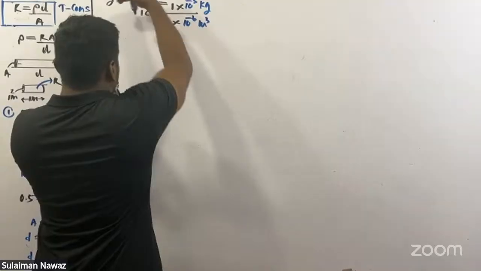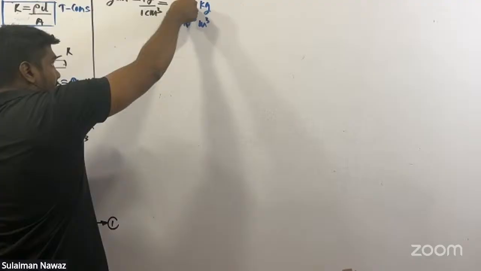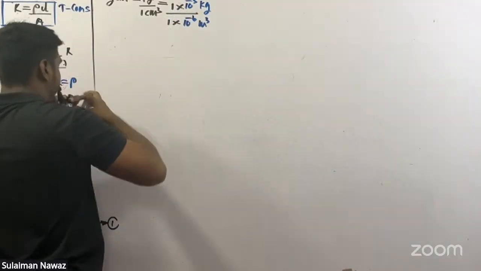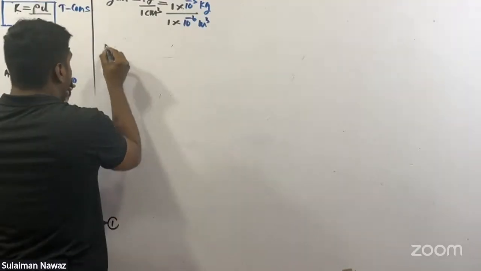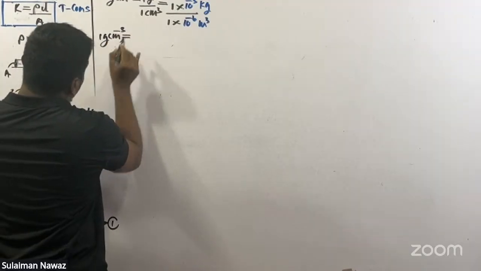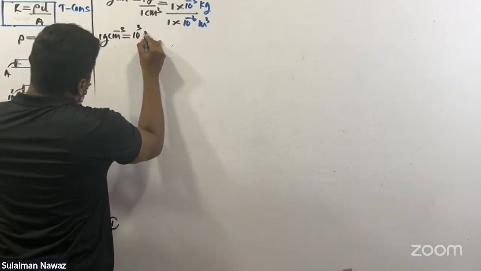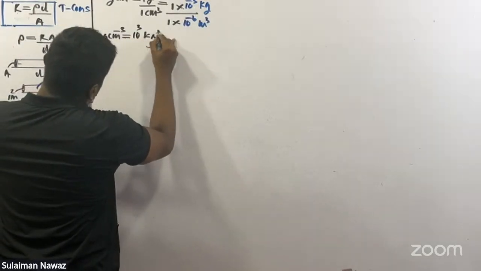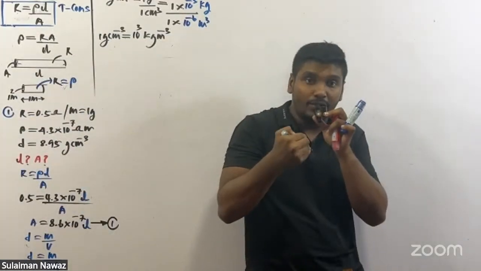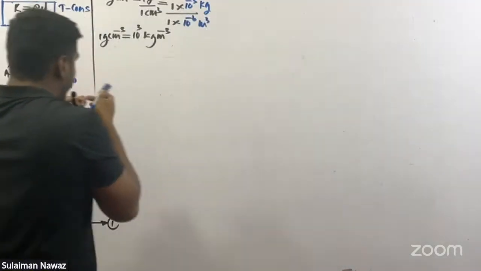Then 1 gram per centimeter cube must be equal to, if we simplify this, 10 to the power minus 3 over 10 to the power minus 6, which means 10 to the power 3. Remember, 1 gram per centimeter cube, learn by heart, equals 1000, that is 10 to the power 3 kilograms per meter cube. So if you want to convert grams per centimeter cube into kilograms per meter cube, multiply by 1000. That's the story.